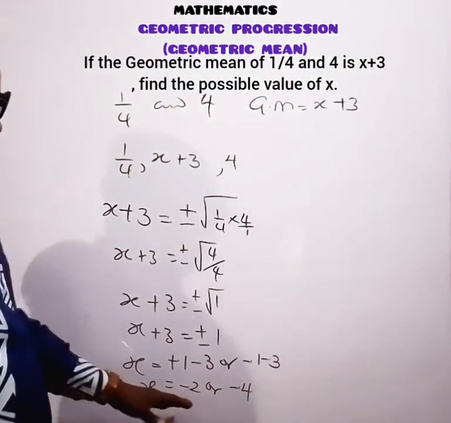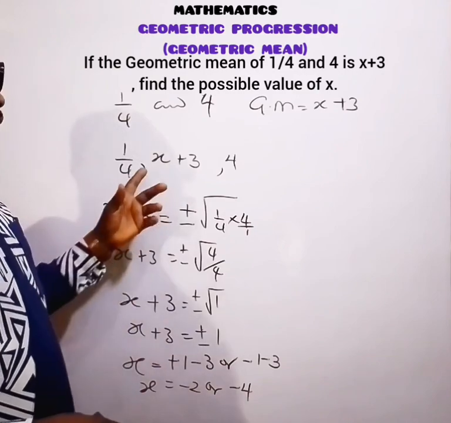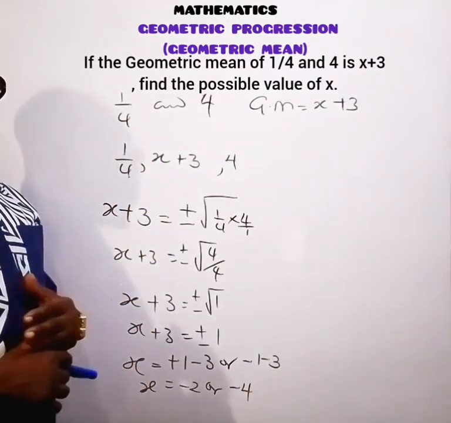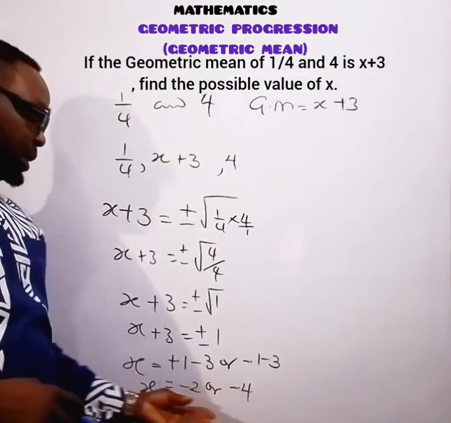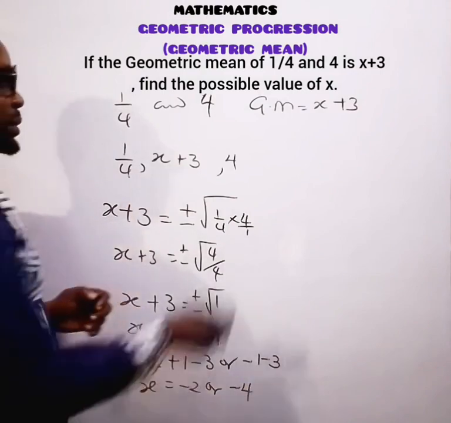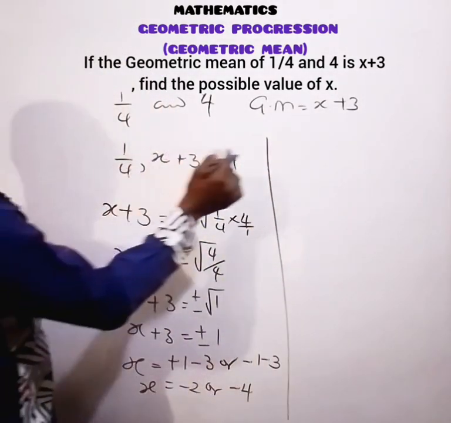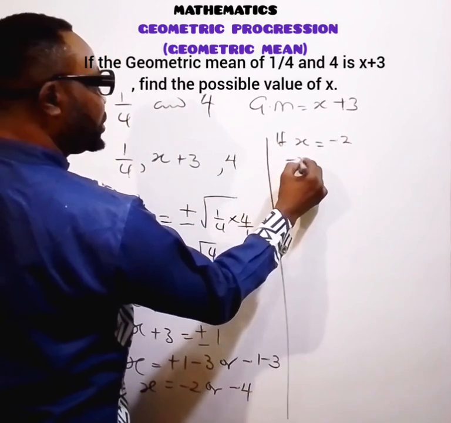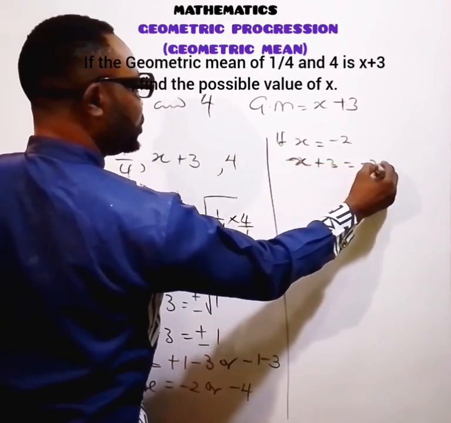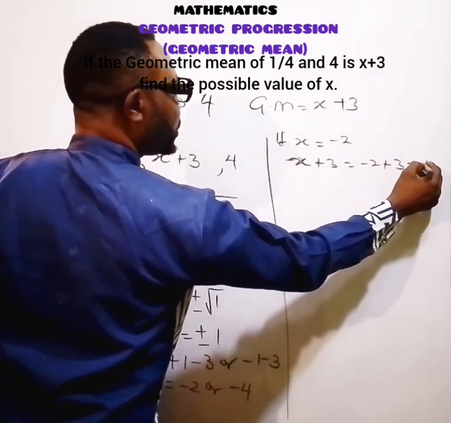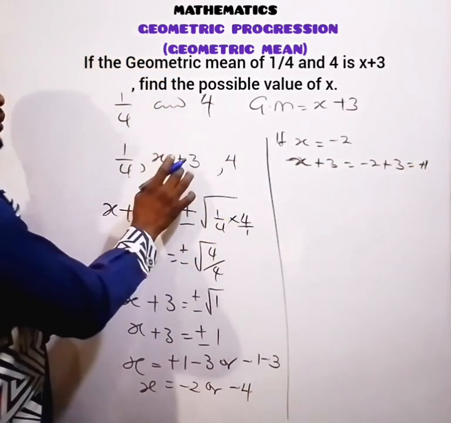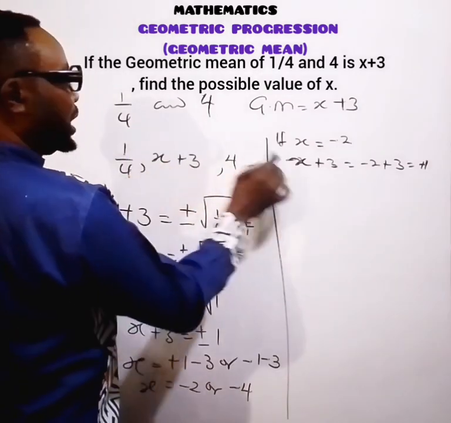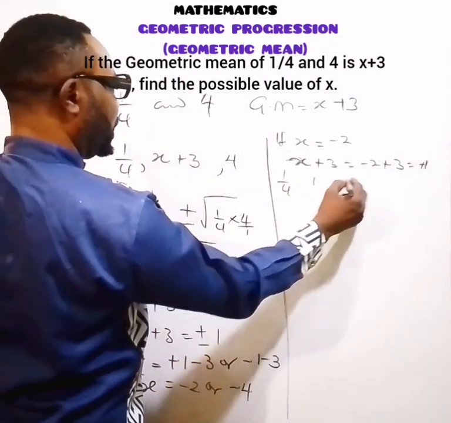Now, if you look at the value we have here very well, if you put the same value in this position of x, they are going to be suitable for this particular x. So the value of x is minus 2 or minus 4. Let's test it now. If x is equal to minus 2, it means that x plus 3 will be equal to minus 2 plus 3, which is equal to what? Plus 1. So it means that the value we have here is equal to plus 1. Which means that this arrangement is in this form, 1 over 4, 1 and 4.